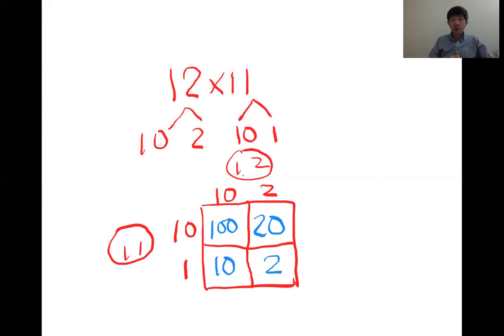This is a partial product. So we add up the total, like this. 100 plus 20 is 120, plus 10 is 130, plus 2 is 132. Final answer is 132. So this is the German method, and this is how they do multiplication, right?